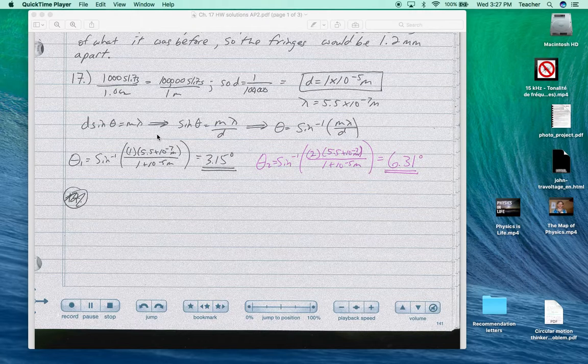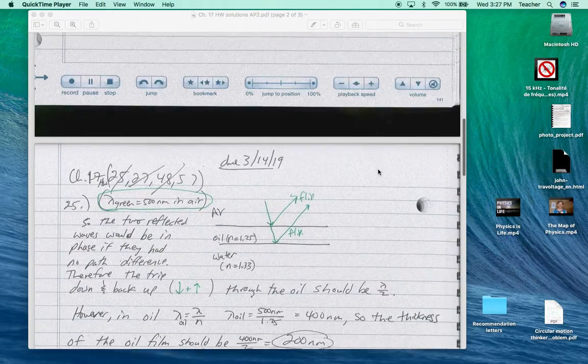At any rate, if we know the wavelength, which was given, and we know that distance, then we can go back to our general diffraction formula and rearrange to solve for the sine of theta. Inverse sine of all this would give us the angle. That's 3.15 degrees. If we're looking at the second order, that would actually be 6.31 degrees. So almost double, which makes sense for a small angle.